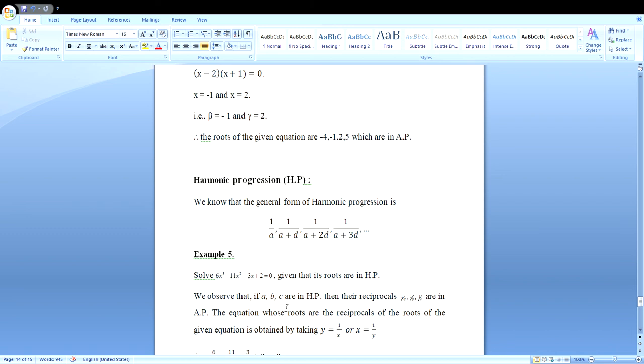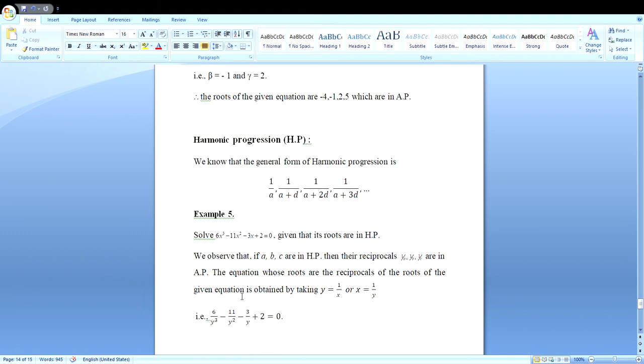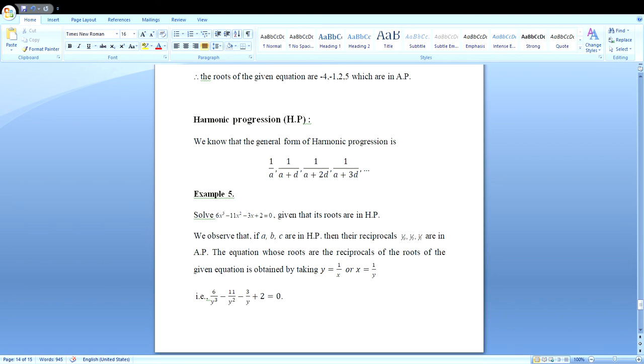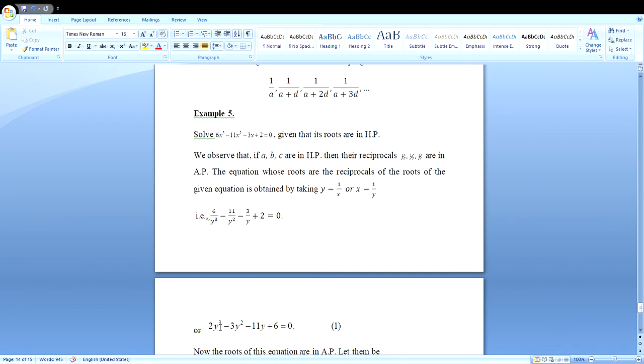We observe that if a, b, c are in HP, then their reciprocals 1 by a, 1 by b, 1 by c are in AP. Now the equation whose roots are reciprocals of the roots of the given equation is obtained by taking y equal to 1 by x or x equal to 1 by y. That is, replacing x by 1 by y, we can write 6 by y cube minus 11 by y square minus 3 by y plus 2 equal to 0. Simplifying, we have 2y cube minus 3y square minus 11y plus 6 equal to 0.